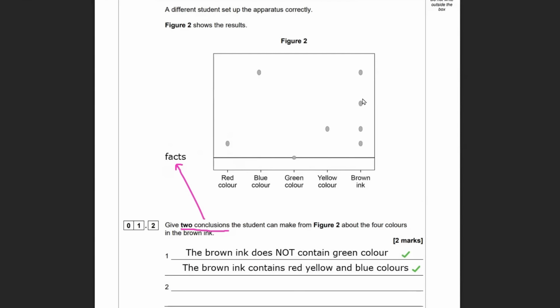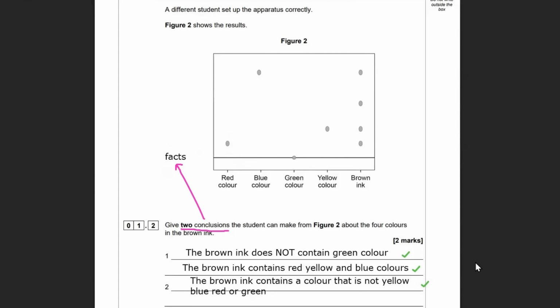Something else we can say is that the brown ink contains an unknown color which does not match red, blue, green, or yellow. So we can say the brown ink contains a color that is not yellow, blue, red, or green. And there we go. So an unknown color.